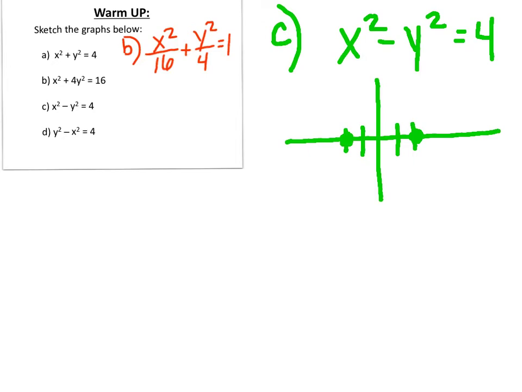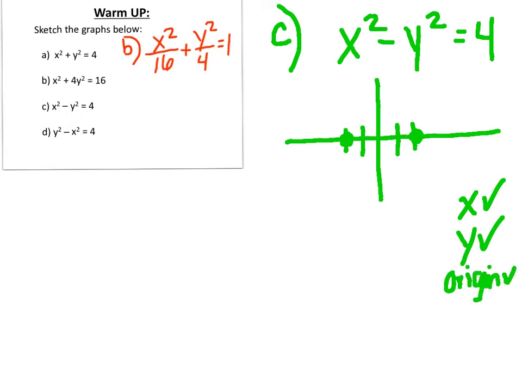So let's talk about some symmetry, because how else am I going to look at this? Well, it has x-axis symmetry, right? It has y-axis symmetry. It has origin symmetry. So x-axis, y-axis, and origin. So let's keep that in mind as we predict and get our sketch.